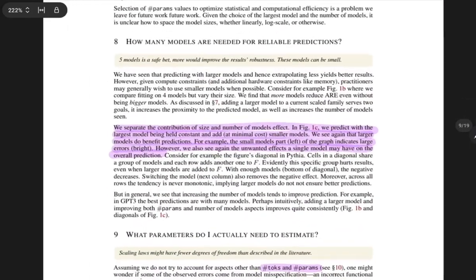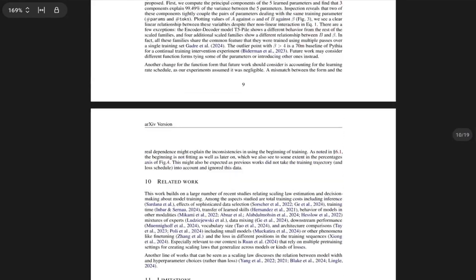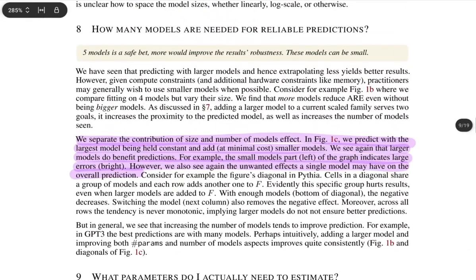So yeah, and I think I'll take 2 more scaling laws. So we have how many models are needed for reliable prediction. 5 models is a safe bet, but more would improve the result robustness. These models can be small. So they say we separate the contribution of size and number of models in figure 1C. We predict with the largest model being held consistent and add smaller models. We see again that larger models do benefit predictions, obviously, but for example, the small models left of the graph, I'll show you this, indicate large errors. However, we do also see the unwanted effects a single model may have on the overall prediction.